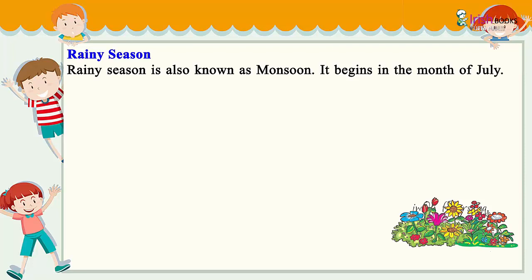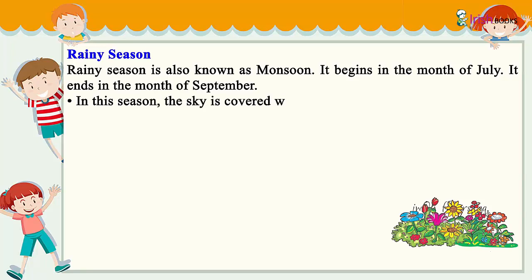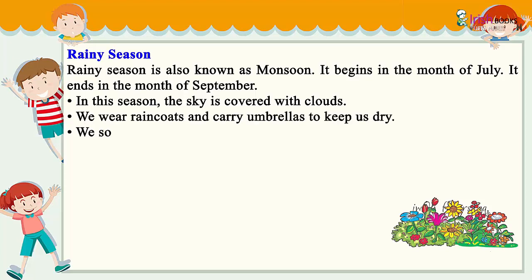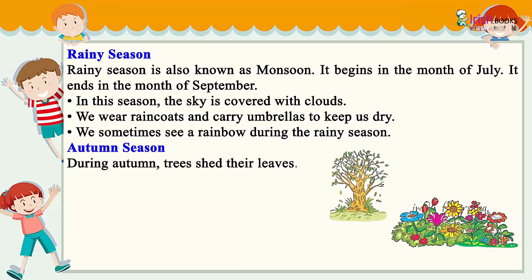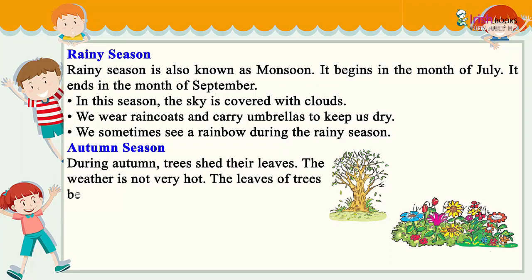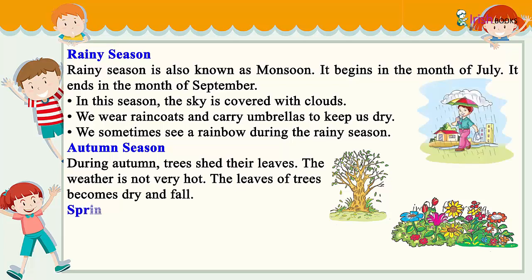In this season, the sky is covered with clouds. We wear raincoats and carry umbrellas to keep us dry. We sometimes see a rainbow during the rainy season. Autumn season. During autumn, trees shed their leaves. The weather is not very hot. The leaves of trees become dry and fall. Spring season. It is the most colorful season of the year. During the spring season, new plants grow, flowers bloom, and the weather is pleasant.